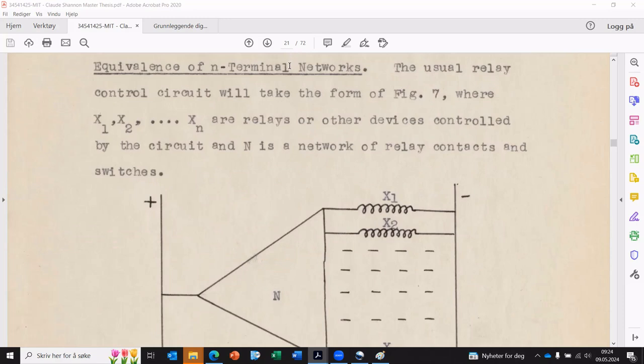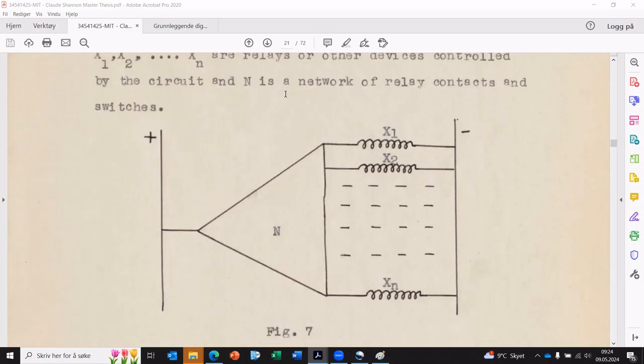And we turn our attention to page 21, where Claude Shannon shows us a general control circuit. It is like this. It has a positive side here and a negative side here. Here is a general circuit controlling relays X1 to Xn. He is also saying that these could be relays or any other electronic controlled devices such as lamp, etc.